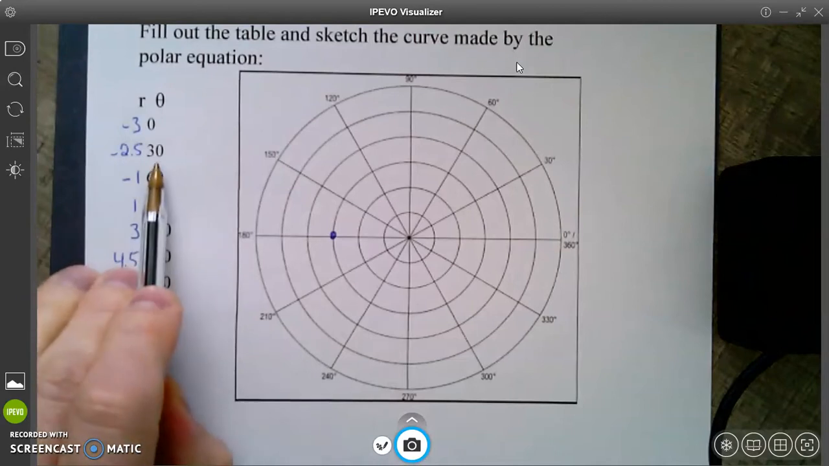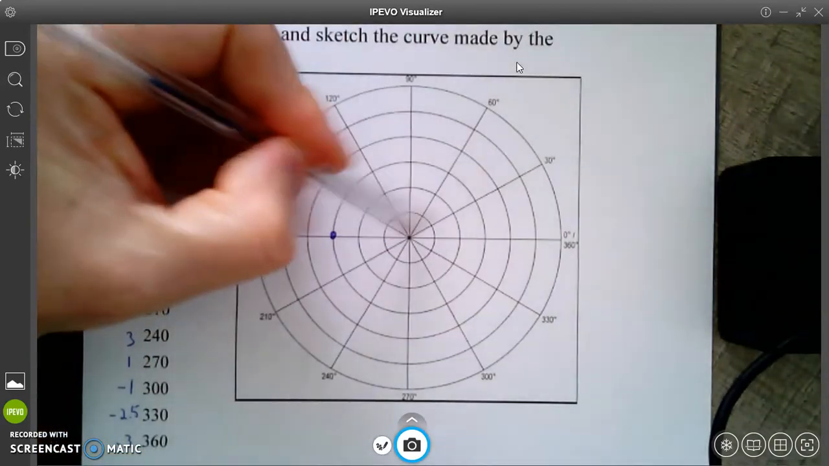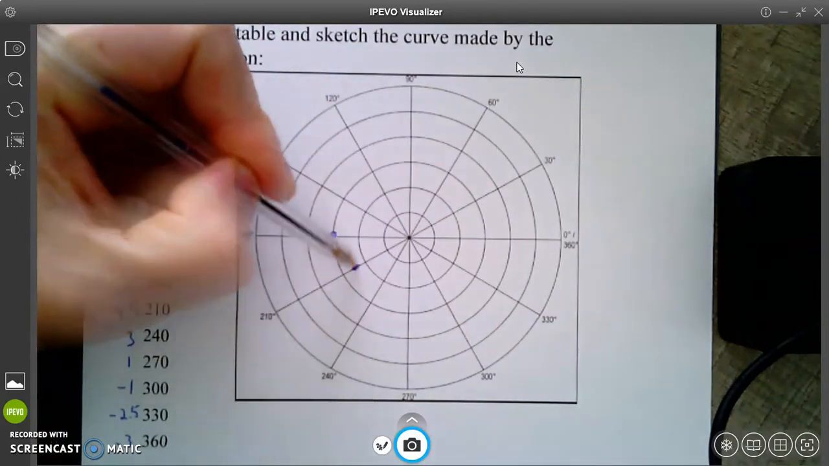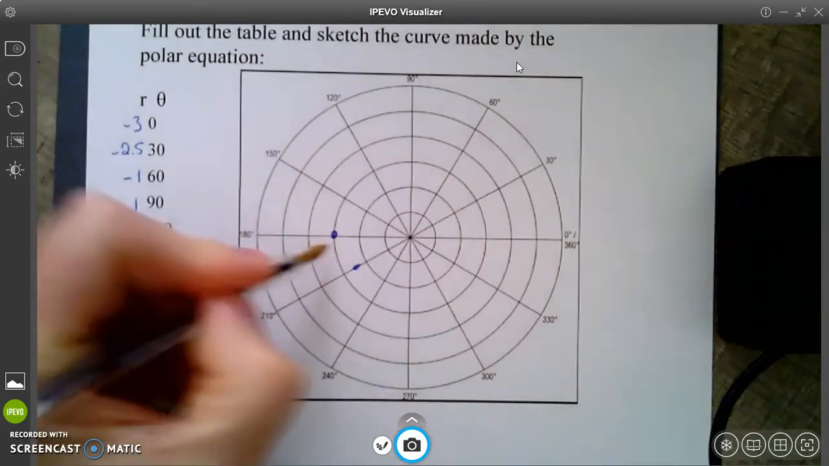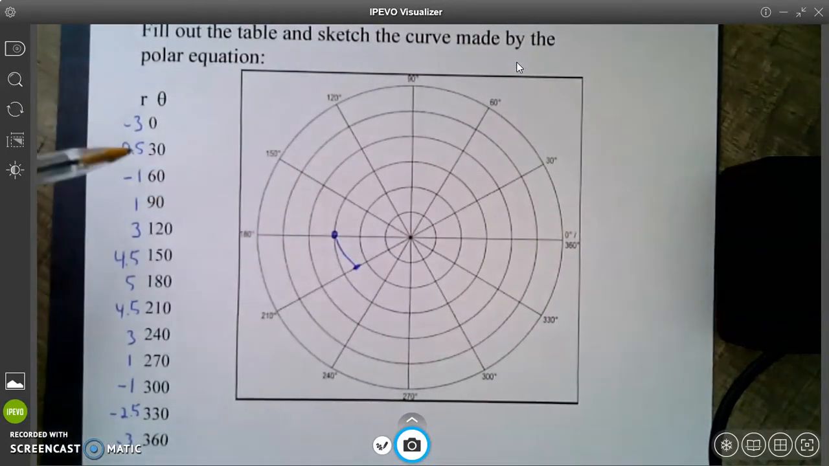Next, I'm going to point in the 30-degree direction and go negative 2.5. Okay, so the 30-degree direction would be this way, negative 1, 2.5. And now I'm going to start to play connect the dots. This was my first one. This is my second one, connecting with a smooth curve, an attempt at a smooth curve.